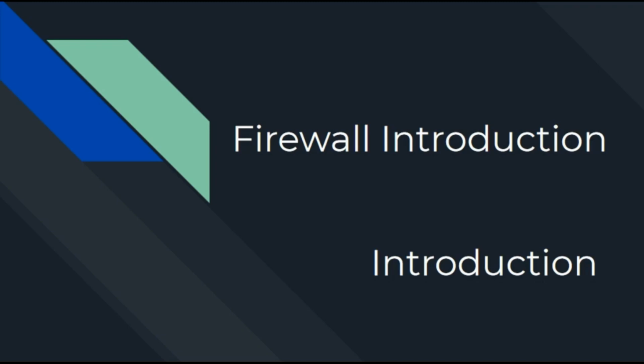What is a firewall? A firewall is a network security system that monitors and controls incoming and outgoing network traffic based on predefined security rules. A firewall is typically an established barrier between a trusted internal network and an untrusted external network, such as the internet.